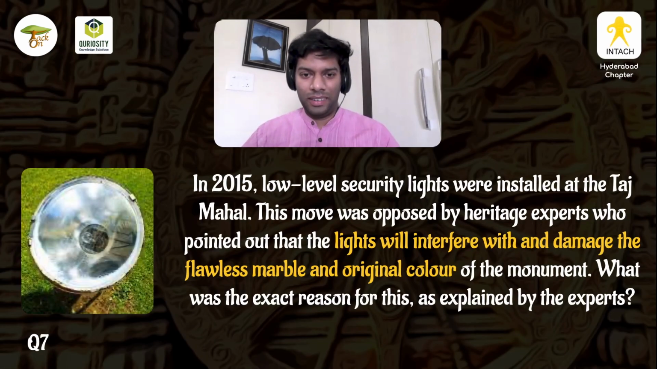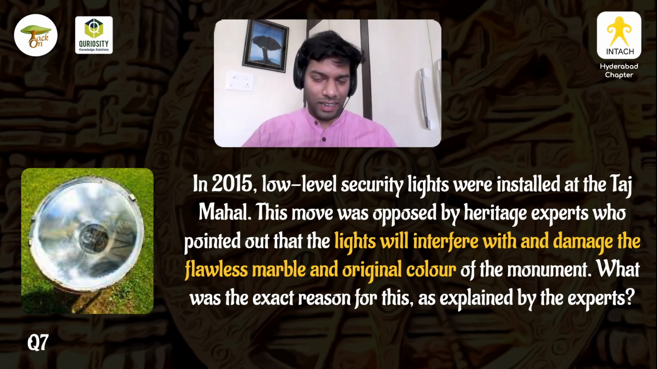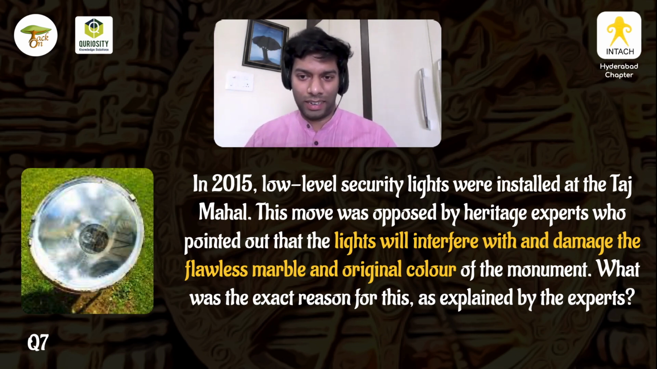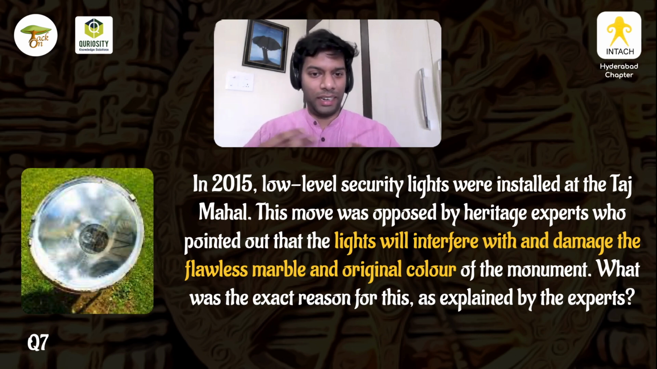Question number 7. This is a question on India's most famous heritage site, Taj Mahal. So in 2015, low-level security lights were installed at Taj Mahal to attract the tourists at night times and also to illuminate the monument at nights. However, this move was opposed by several heritage experts who pointed out that lights will attract something and that will interfere with and damage the flawless marble and original color of the monument.